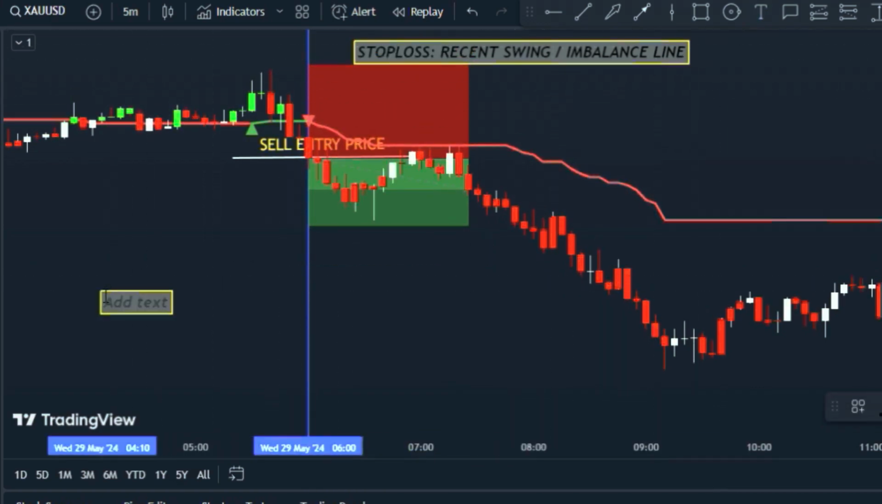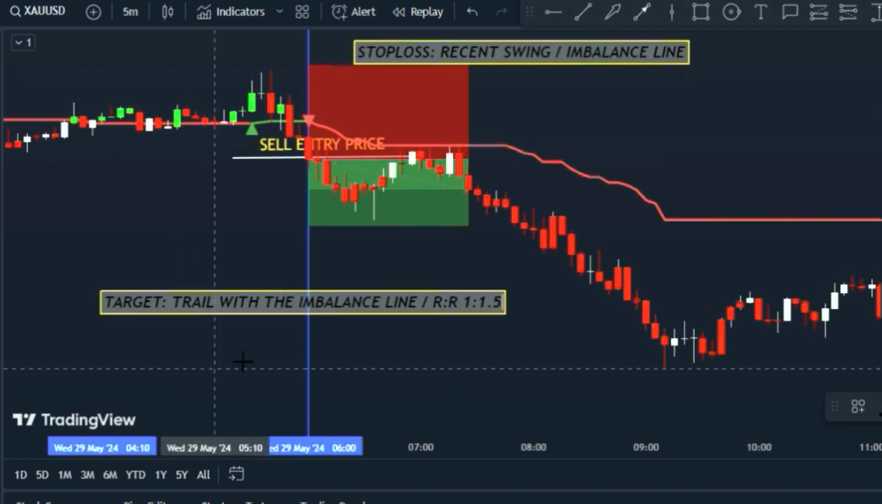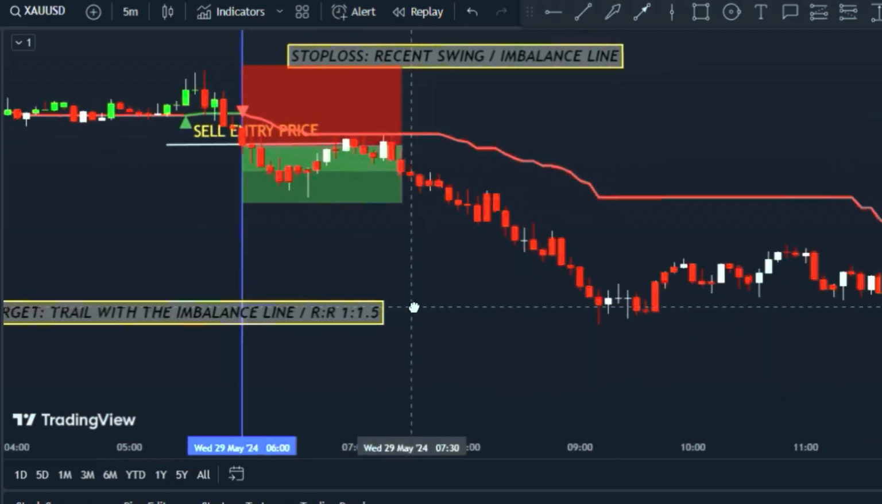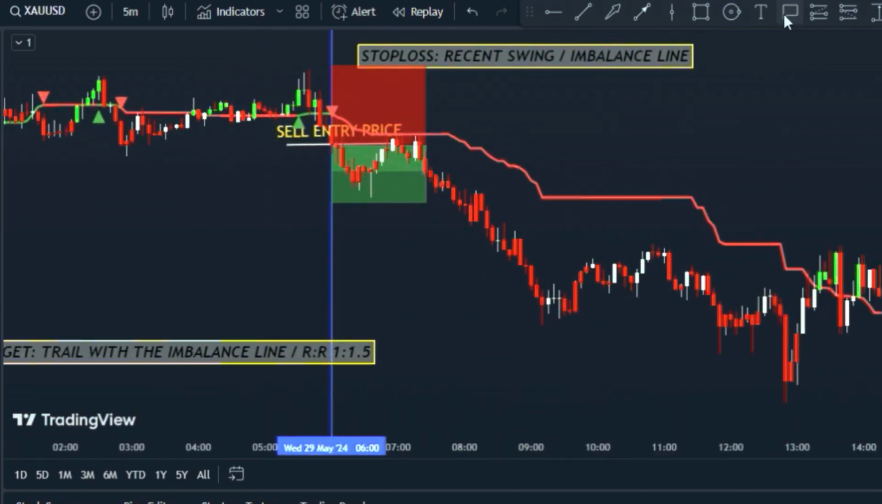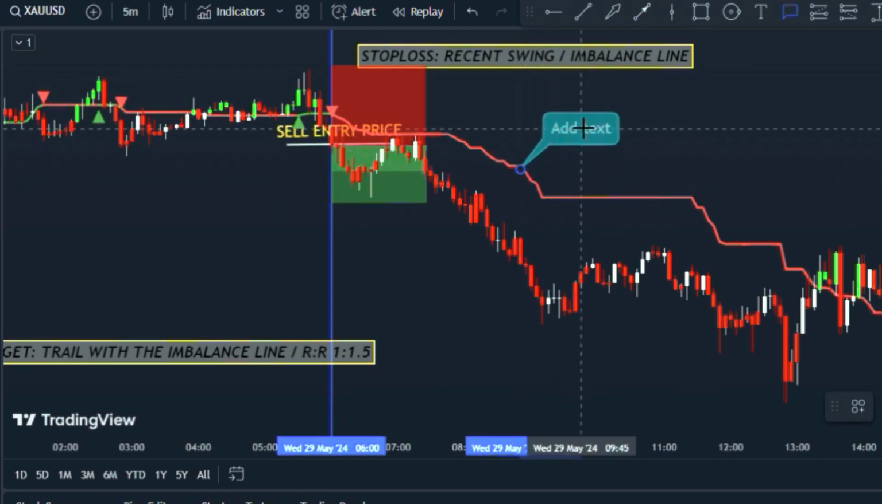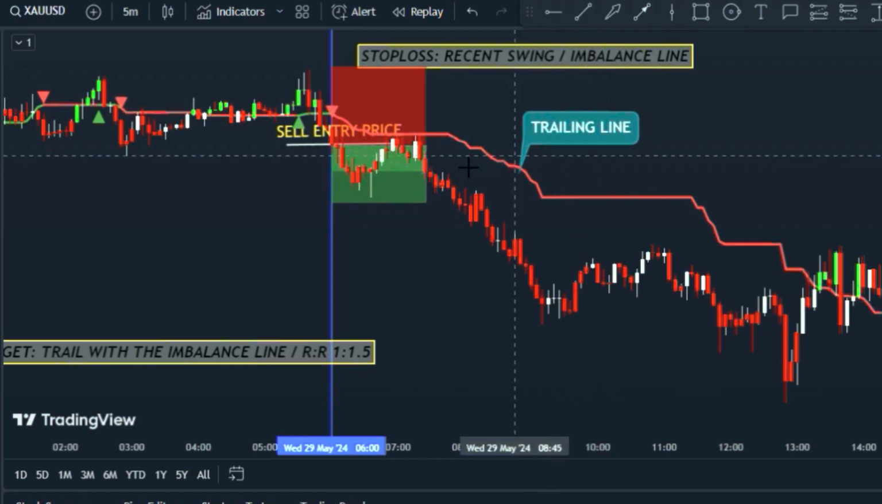When it comes to exiting your profitable trade, you have two solid options. Option 1. Trailing a stop loss using the Balance Algo indicator line. This dynamic approach allows you to adjust your stop loss as the market moves in your favor, protecting your profits while giving the trade room to grow. Now, option 2. Set a take profit target at 1.5 times the distance between your entry and stop loss.